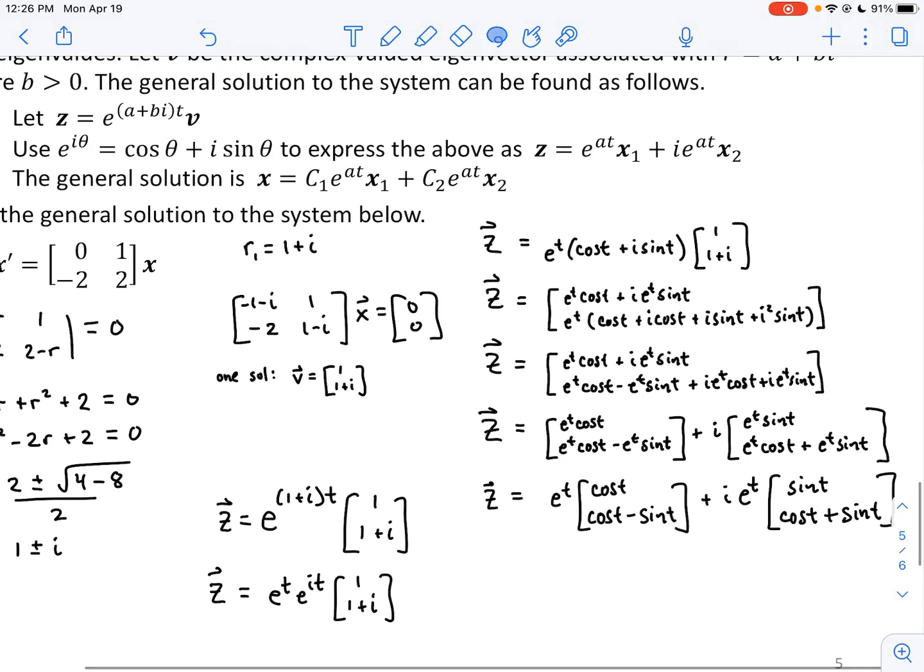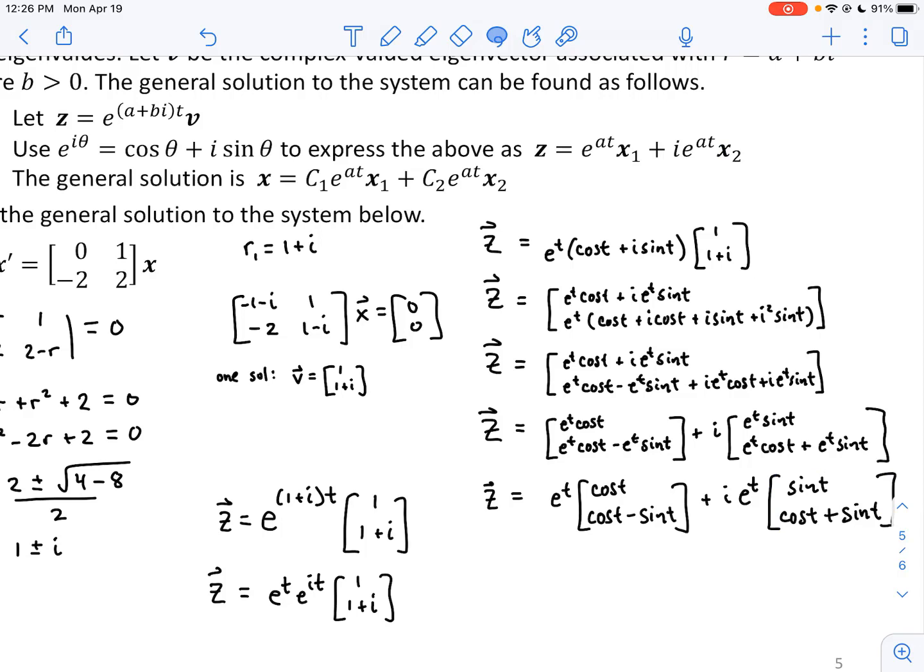Okay, notice now at some point we used Euler's identity. We used that right when I went from e to the it to cosine t plus i sine t. Then we ultimately were able to express z in the following way: e to the at times some vector, here's my e to the at, where a is 1, times some vector that does not involve i, plus i times e to the at, so i times e to the t times a second vector.